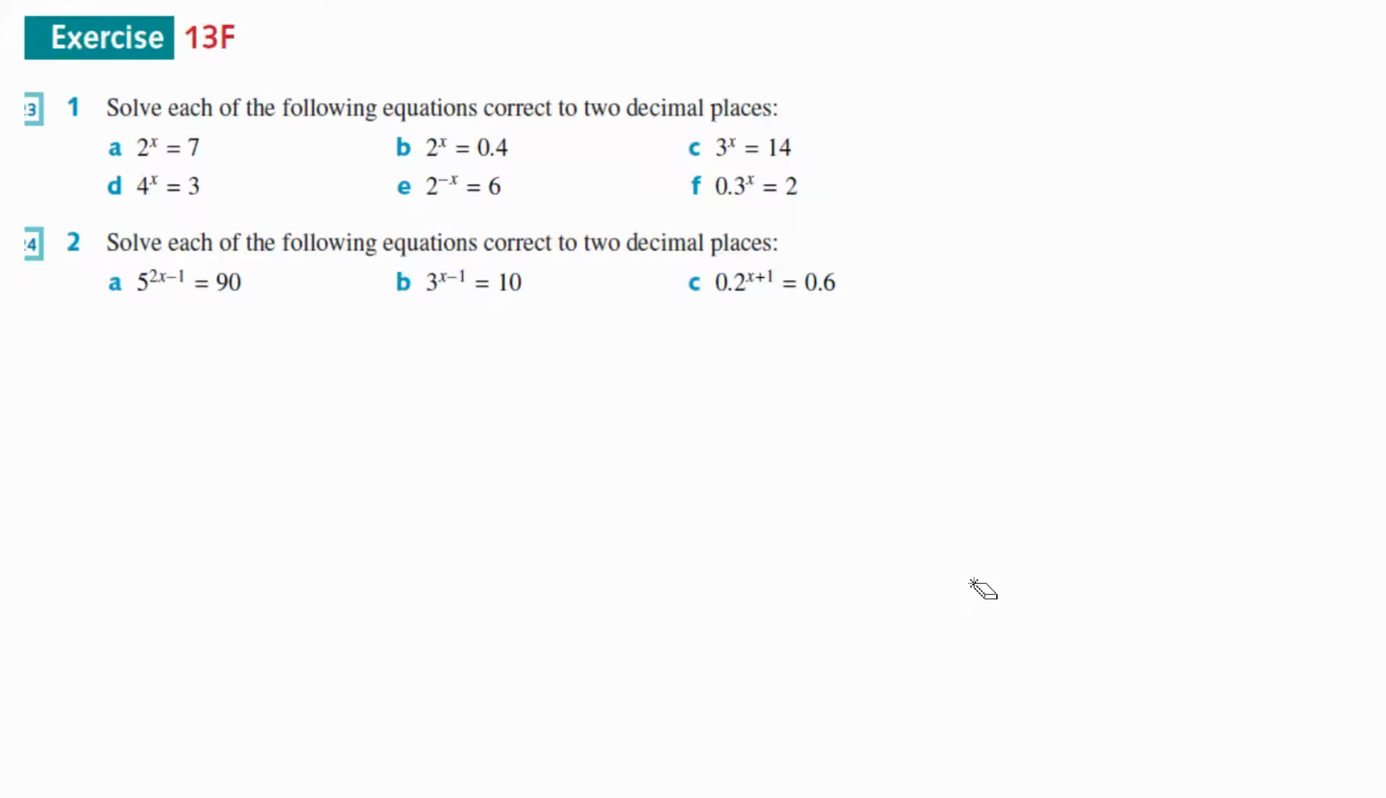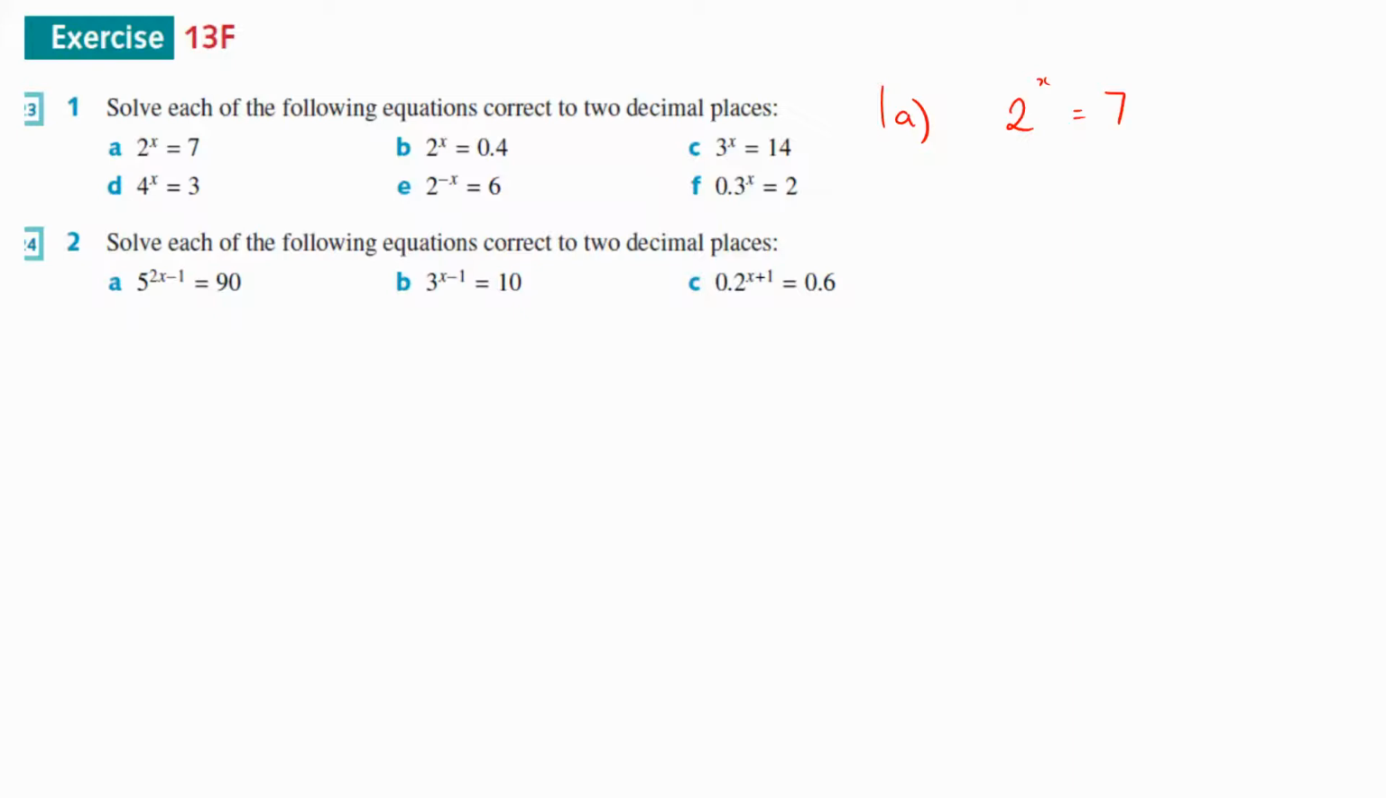Here we go. Let's do A. I'm going to do A so you can copy this one down. Just get used to the algebra and then type in your CAS to get your 2 decimal places, yeah? So here we go. A, we got 2 to the power of x equals 7. Now, why is this different to what you've done in 13D, for example?